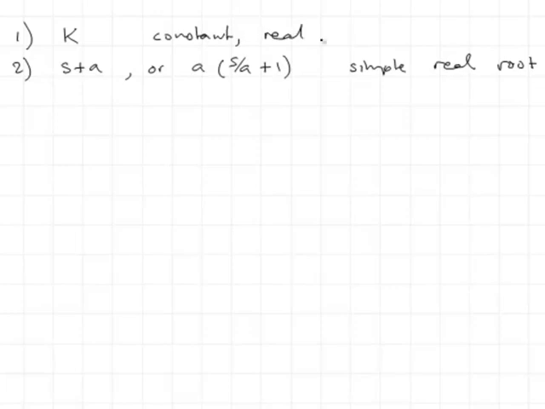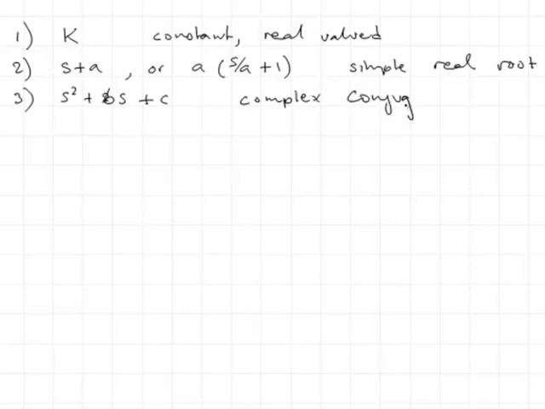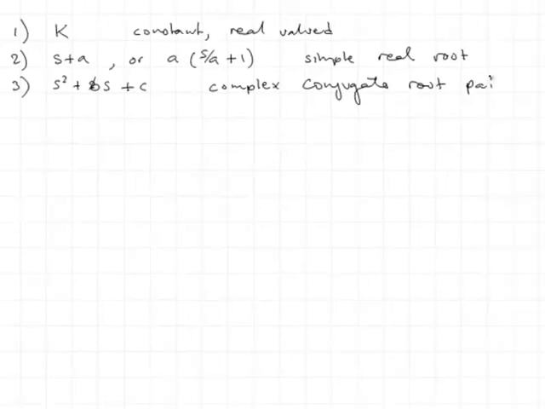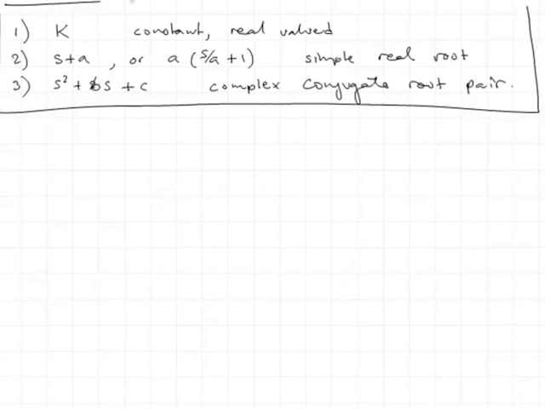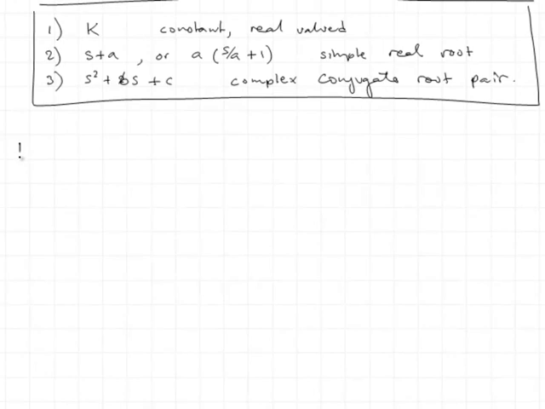Okay, this is a constant. It's real valued. That's because we are dealing with real systems. The third term is a s squared plus bs plus c, so it's a complex conjugate root pair. So that's what we're going to be developing now. How do we plot each of these? So case 1 for constant k.